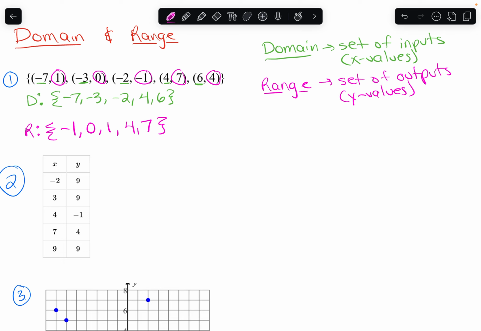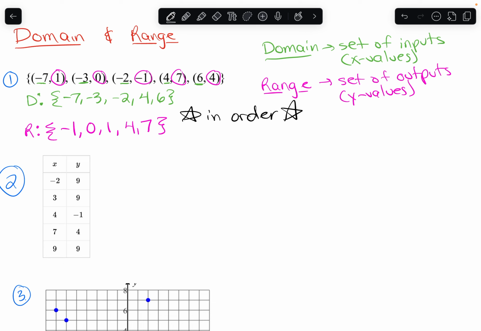The biggest places where people make mistakes are one of two things. One, they forget to specify what is the domain and what is the range. And two, they don't write them in numerical order. So those are the two biggest things that people make mistakes on that I don't want you guys to make mistakes on. So, biggest thing to take away from here is that we list these in order.